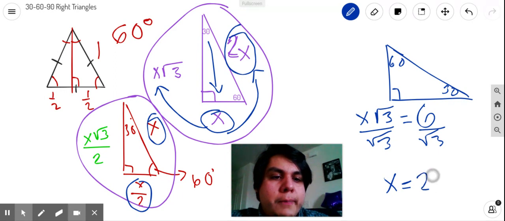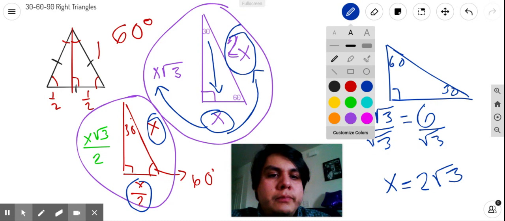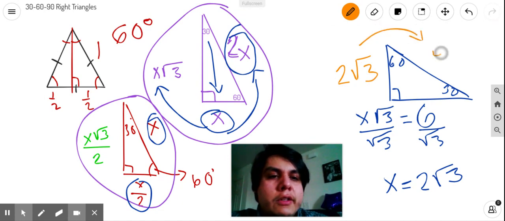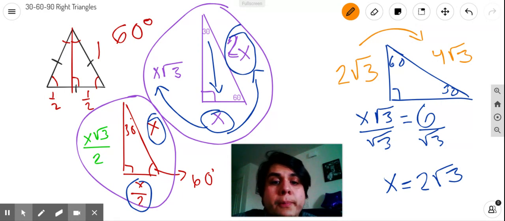2 root 3 as my x value. So automatically, once I know that, I can say that this should be 2 root 3 over here, which means this over here should turn into 4 root 3. Bing, bing, boom, done. That's all you had to do.